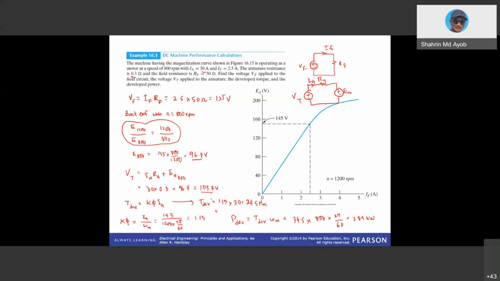This one, it didn't mention whether it is separately excited or shunt or something else. But it gives you this information, and this information is enough for us to do the calculation. But from the solution here, what we can conclude is that it looks like a separately excited DC motor, because the VF value is different: VF is 125 and the armature terminal voltage here is 105.7.